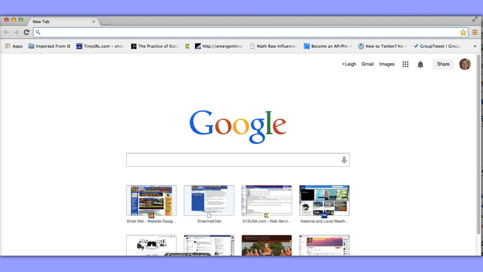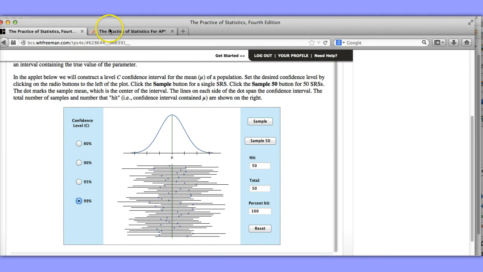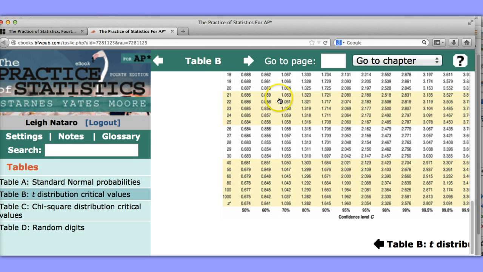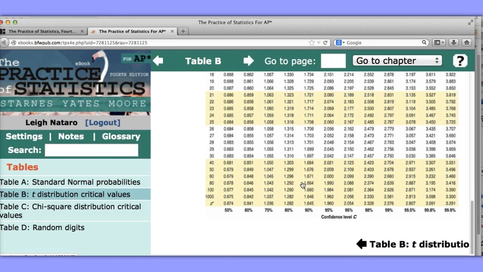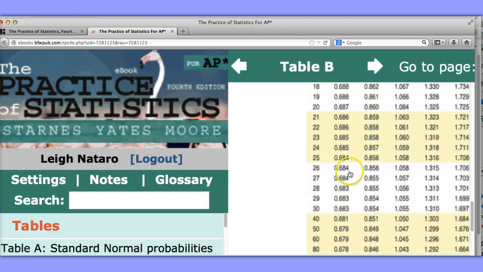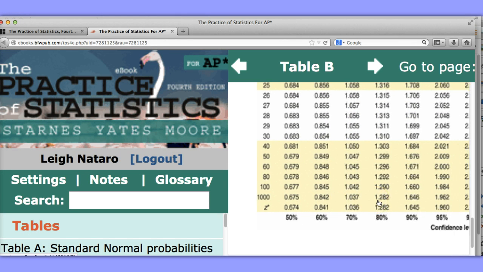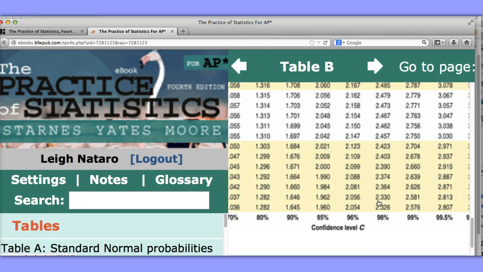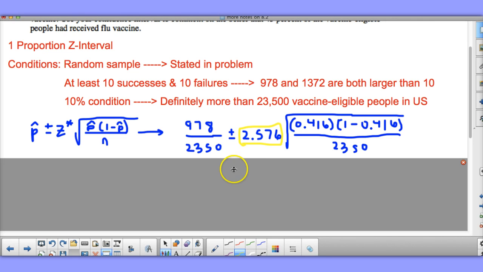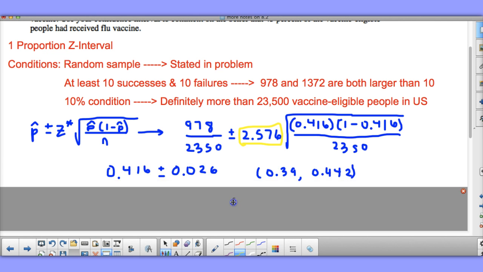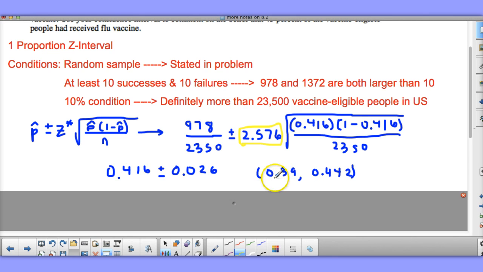But as I pointed out today in class, if you go to your textbook, that is not the textbook. Hold on one second, let me find it. Here we go. If we go to our textbook and look at table B, we can see that there are many different confidence levels down here at the bottom, z-star values, and we wanted to do a 99% confidence interval. That's 2.576. So that's where that 2.576 value comes from. And so we do this calculation, and we get a lower bound of 0.39 and upper bound of 0.442.